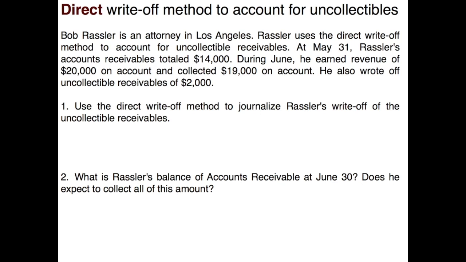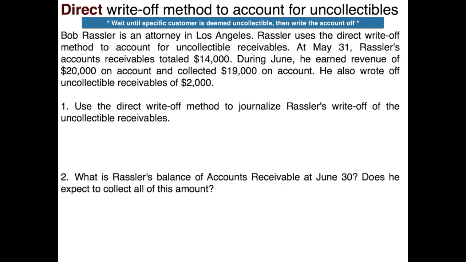what we don't expect to collect in our accounts receivables. The reason this is not acceptable by GAAP is because we actually wait until we deem a specific customer to be uncollectible, and then we write them off. Well, what happens when we sold them their merchandise last year, and now we're in the following year? That's when it becomes an issue because we're no longer following the matching principle.